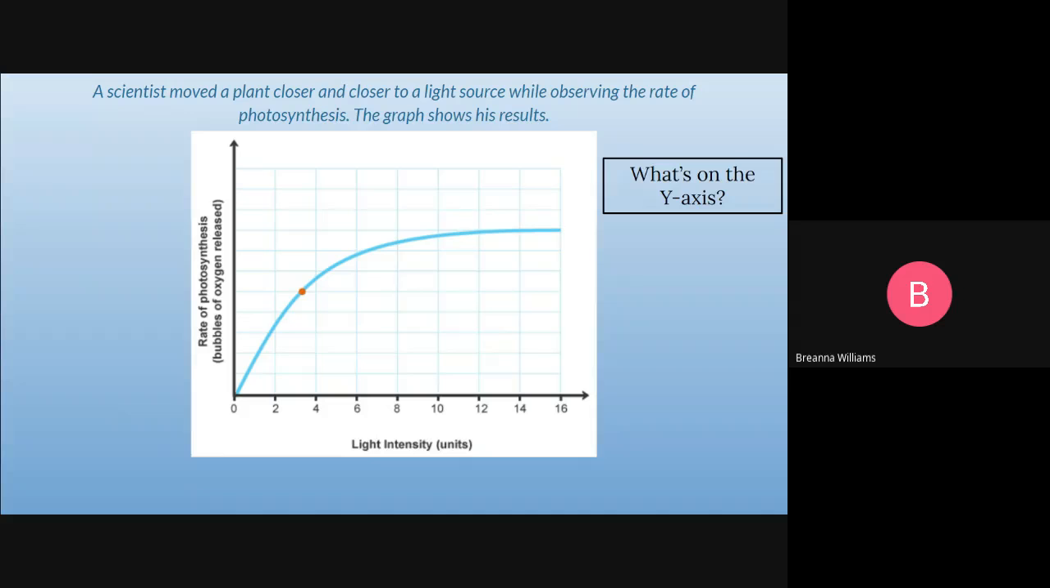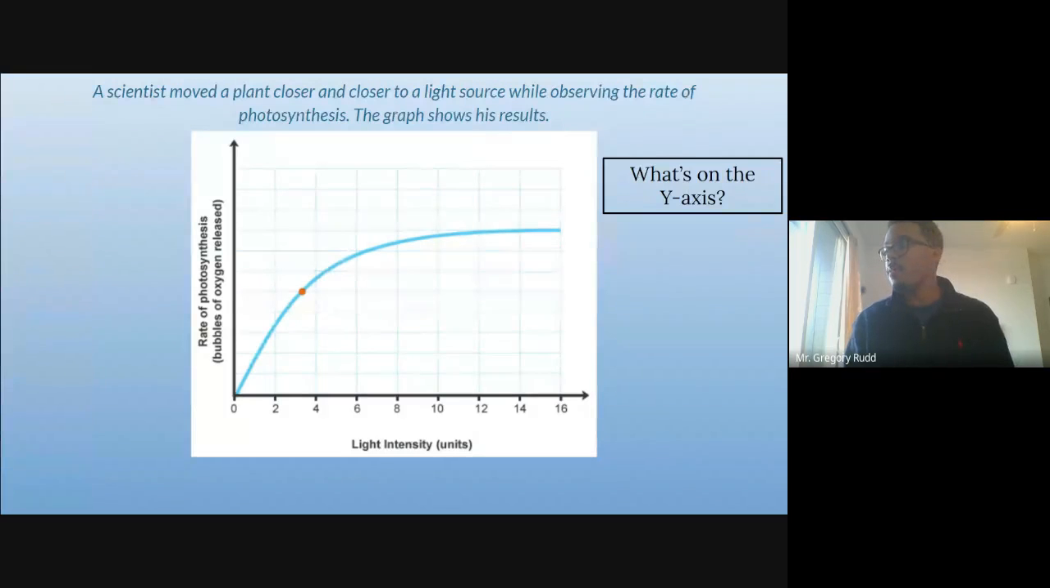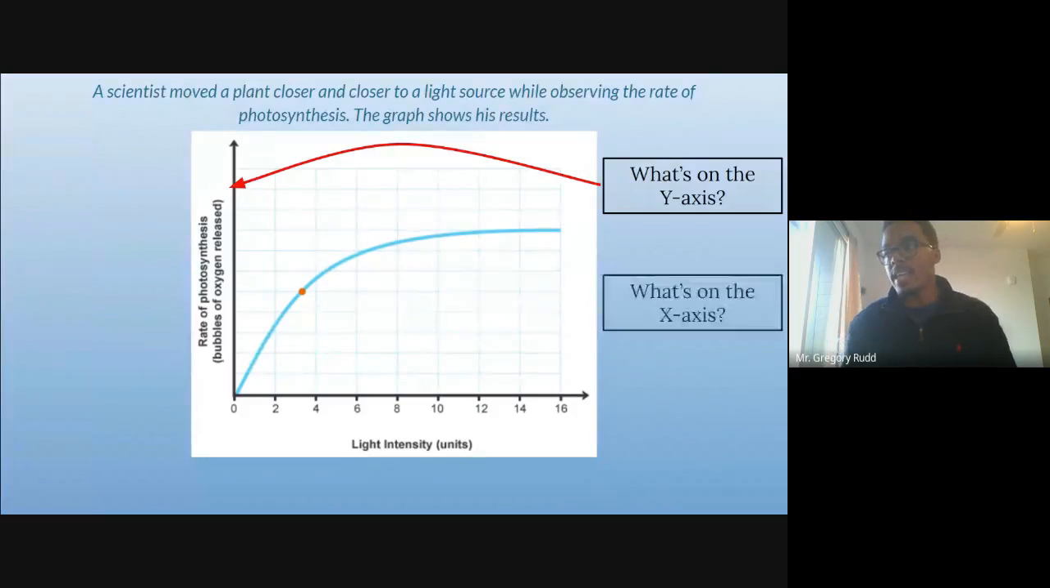The rate of photosynthesis. Excellent, thank you, Brianna. So we can see this. So the y-axis is what's called your vertical axis. So it's the one that goes up and down. Okay, so we can see that the rate of photosynthesis is measured by the bubbles of oxygen released. Okay, that's important. Thank you, Brianna. What's on the x-axis here?